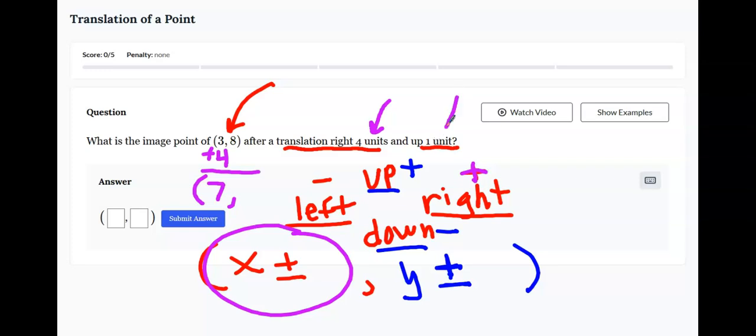The other direction we're asked to move is 1 unit up. And we're moving 1 unit up, we're adding to the y-coordinate. So we're going to add 1 to the y-coordinate. And that is our new point. So we type our new coordinates here in the boxes, and we submit our answer.